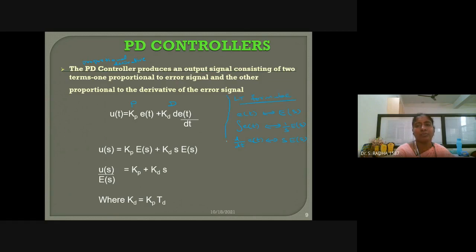And we have the derivative here. PD means we have the derivative, so s into E of s will come. Then you take E of s common and shift it to LHS. So we are left with Kp plus Kd into s. This is the relation between Kp and Kd. This is not compulsory to remember, you can just leave it. Up to here you can remember: Kp plus Kd into s.